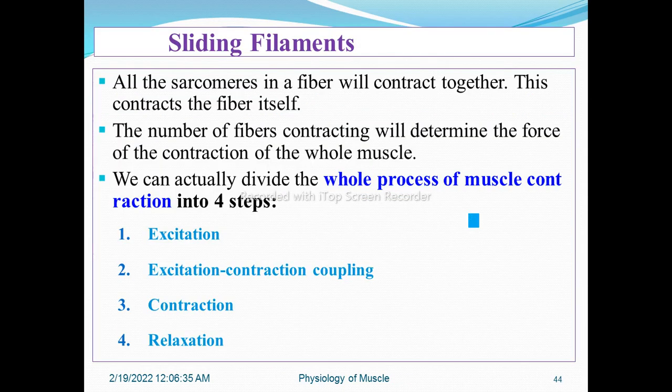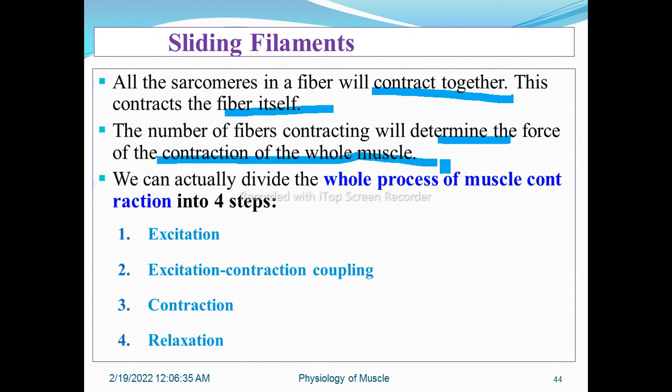In sliding filament, all sarcomeres in the fiber will contract together. This contracts the fiber itself. So the number of fibers contracting will determine the force of contraction of the whole muscle. If many fibers or the whole muscle is participating in contracting, the force of contraction will be strong. But if few fibers are contracting, the force of contraction will be weak.